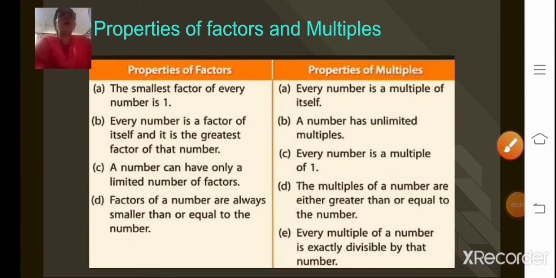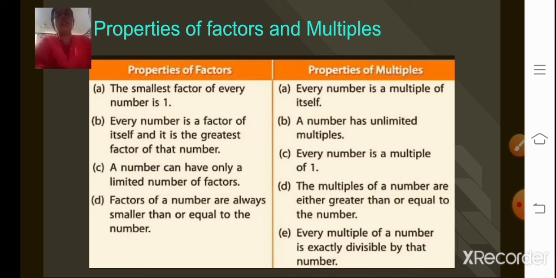Hope you all must have understood what a factor and a multiple are. So let us go through the properties of factors and multiples. First let us go through the properties of factors. The first property tells us that the smallest factor of every number is 1. That means every number is divisible by the number 1, and so it becomes the smallest factor. Again, every number is a factor of itself, and it is the greatest factor of that number.